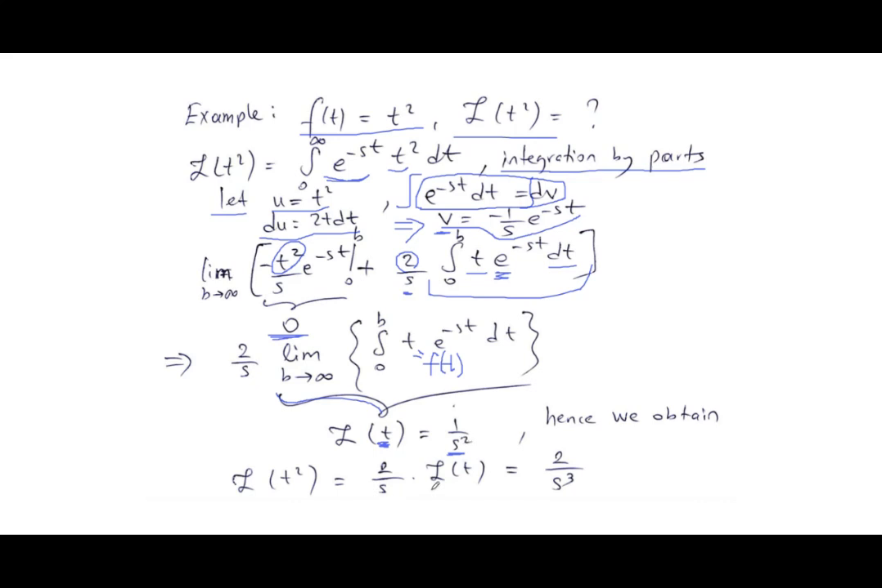And if we just put this here, we get 2 over s cubed. That's the result for the Laplace transform of t squared.